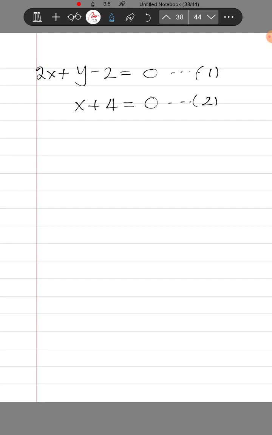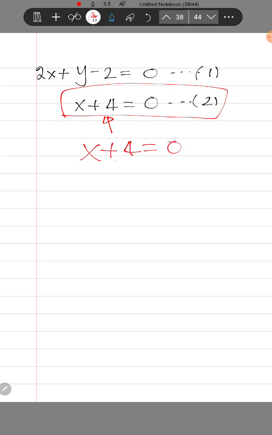Let's see this one. The first one is 2x plus y minus 2 is equal to 0. The second one is not having y because y is free. It means 0y. It's just like x plus 0y plus 4 is equal to 0. So no problem. Now we have only to eliminate x. Actually, we don't need to eliminate x. We simply take the second equation here. x plus 4 is equal to 0. x is equal to minus 4. This graph is x is equal to minus 4.